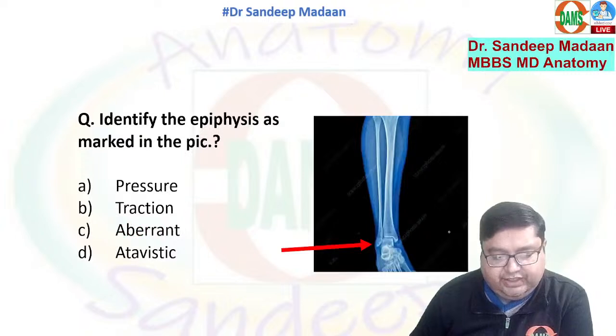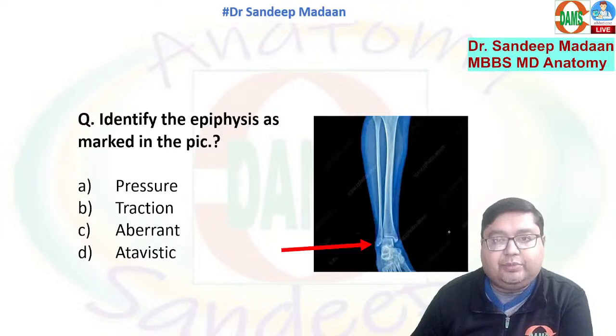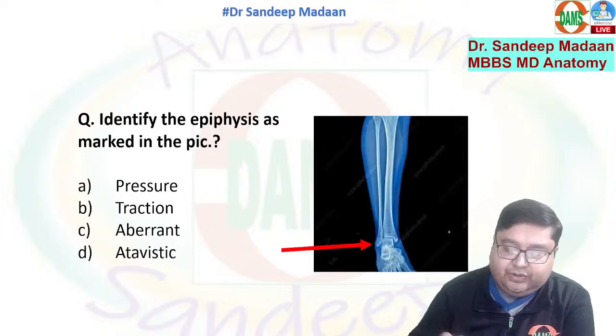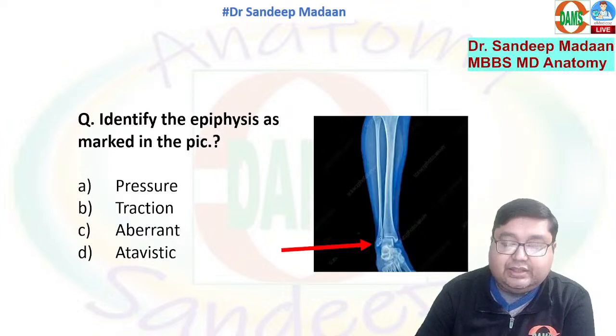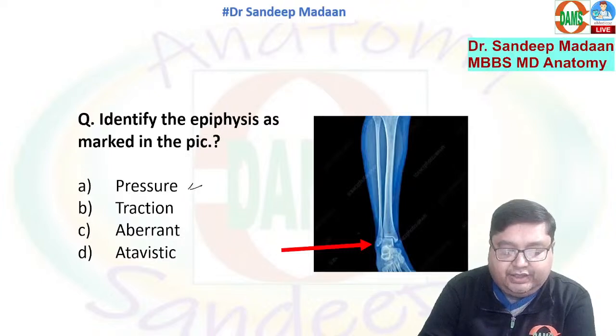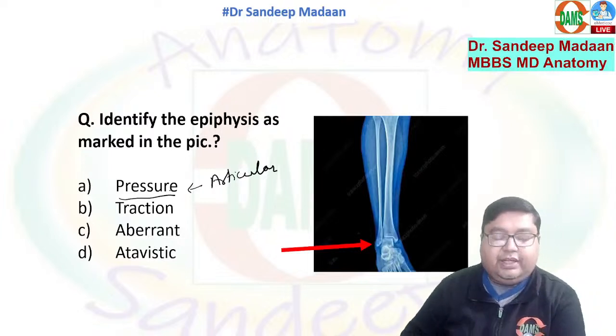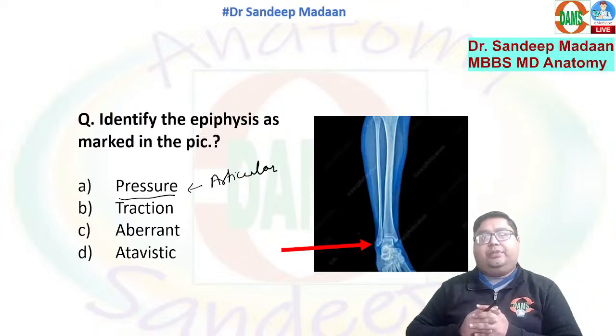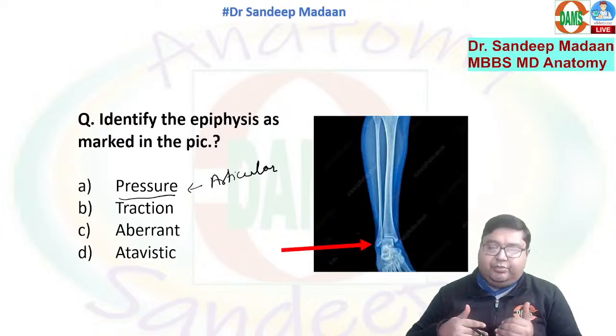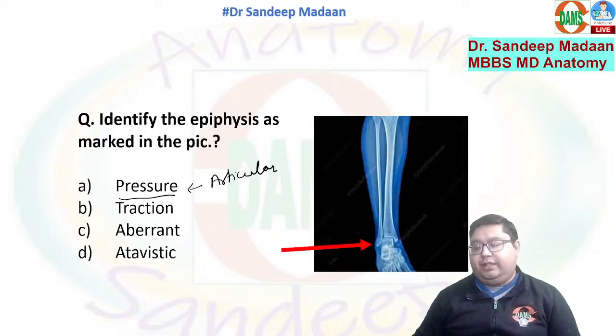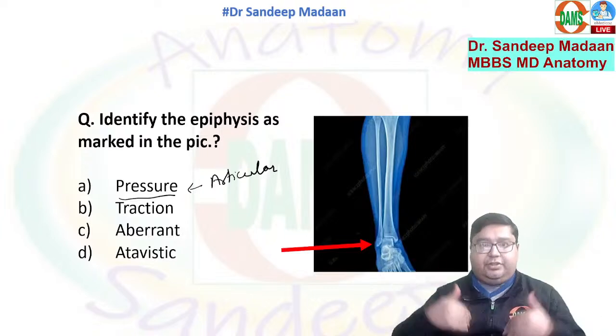Okay. Now one epiphysis was asked and it was the lower end of the fibula most likely. Even if it is the lower end of the fibula or the lower end of the tibia, same thing because both of them are making the joint. And those epiphyses which make the joint, which are articular, those will be pressure epiphyses. Why? Because joints play a role in two important functions. One is the mobility, movement. Joints help in movement.